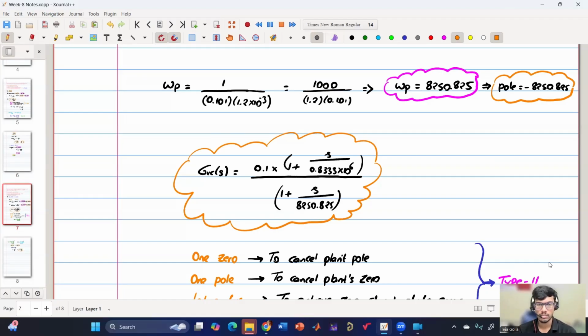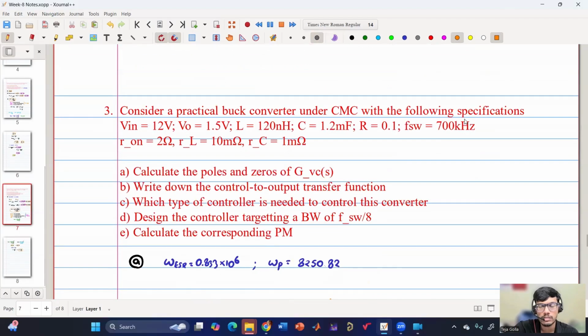Sir, here also omega c is 1/10 of switching frequency. Here 1/8 of the switching frequency, and switching frequency is 700 kilohertz. Okay.